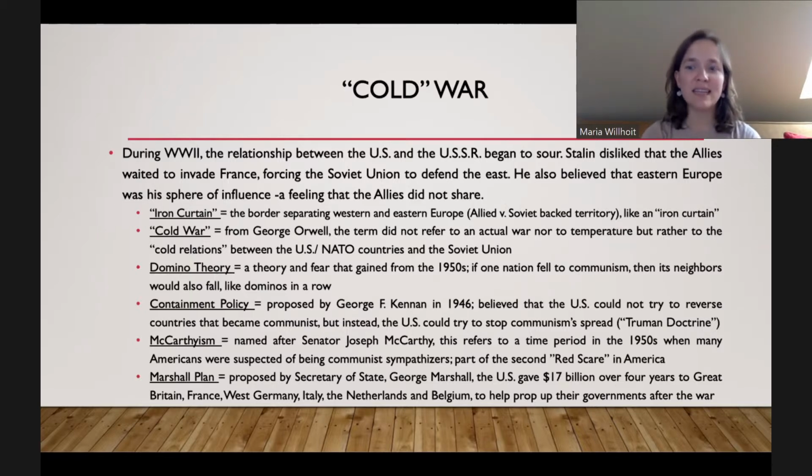So Stalin did not like that the Allies waited. Why did we wait? I'm not really sure. Maybe because D-Day and the invasion of France, it did take some planning. It was not a simple plan. It wasn't a simple invasion. Oh, let's just land here and fight. It took, I think, about a year and a half to plan, actually. So it took a long time.